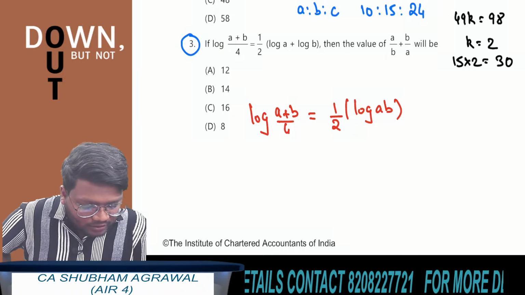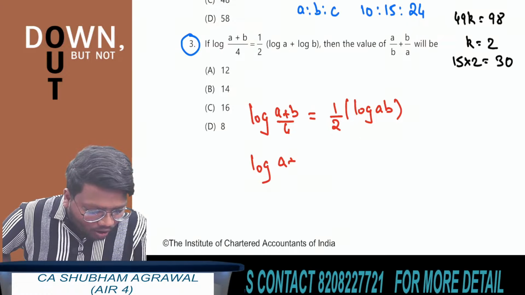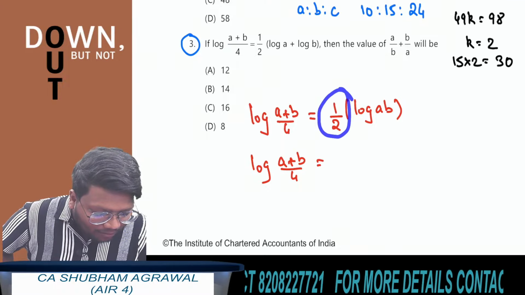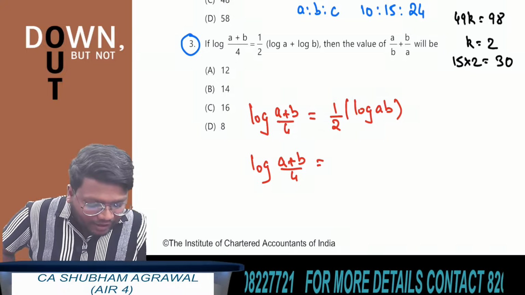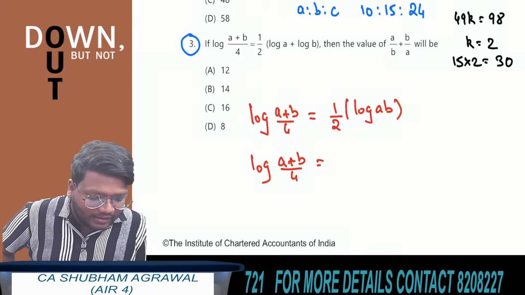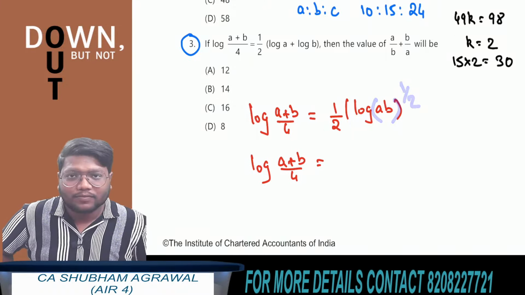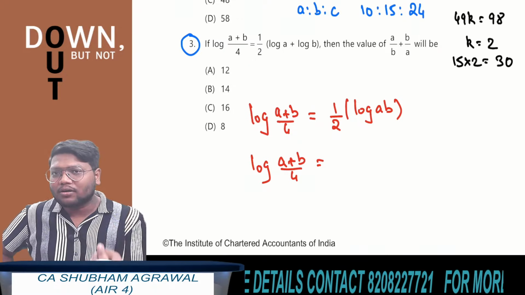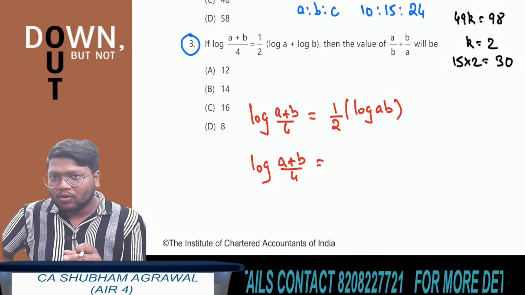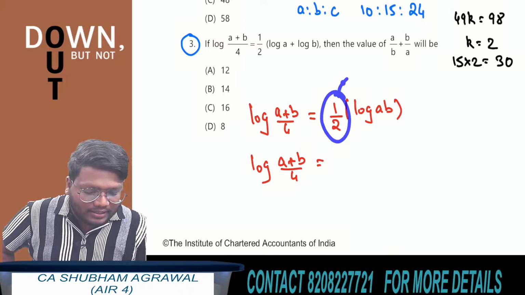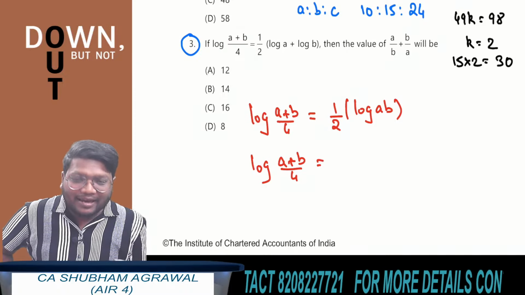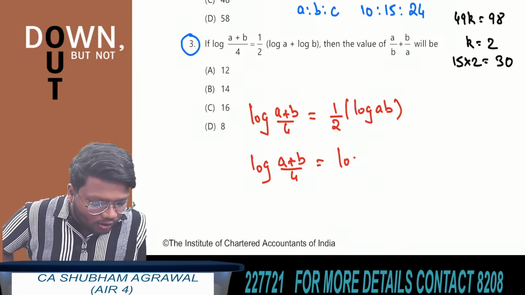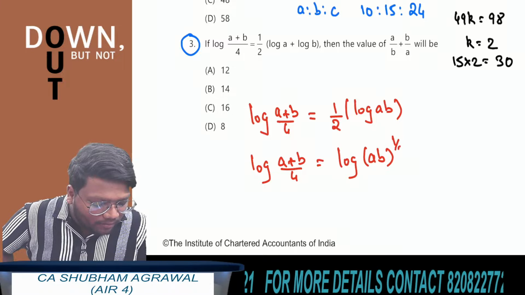Now see, we can write the next step as log of (A plus B upon 4) is equal to, we can take this number 1 by 2 inside the logarithm. If we are taking this number inside the logarithm, we have to write this 1 by 2 in the power of AB. I have already taught in class that if any number is there before the logarithm, we have to take that number inside the logarithm, and write that number in the power. So we can write it this way now: log AB to the power 1 by 2.